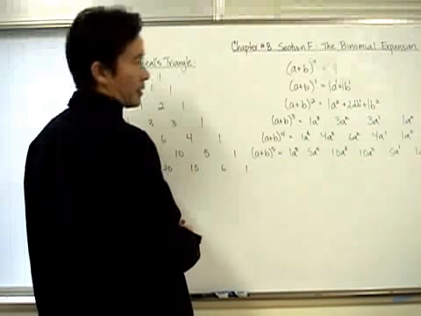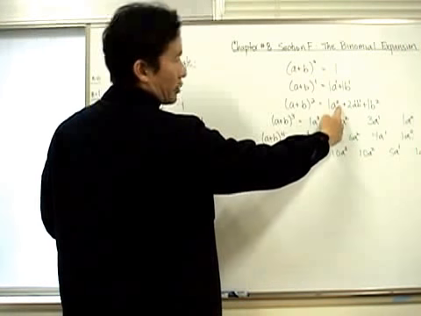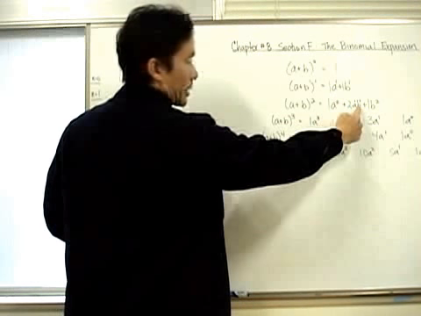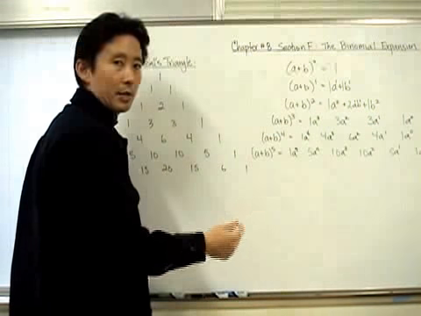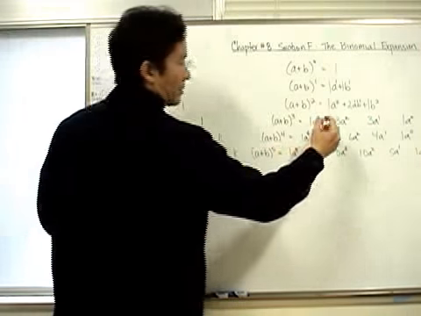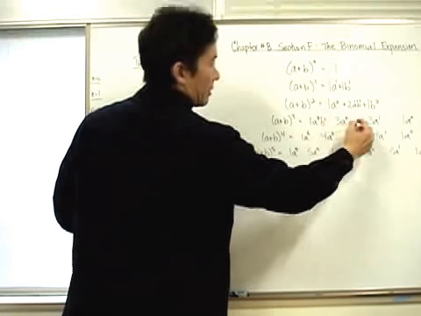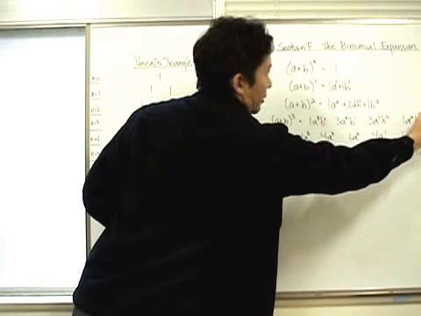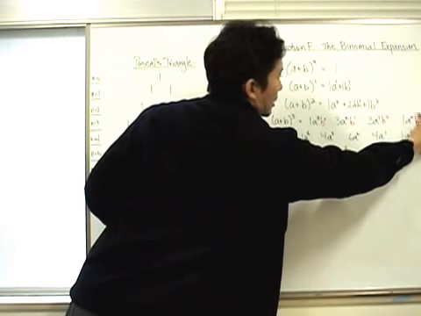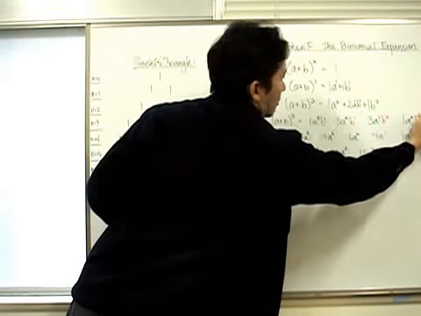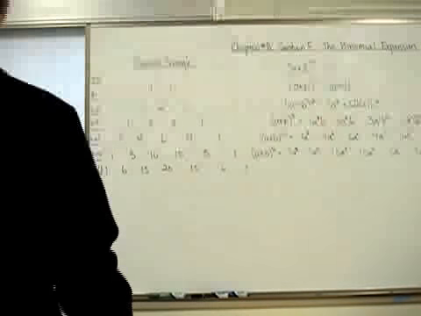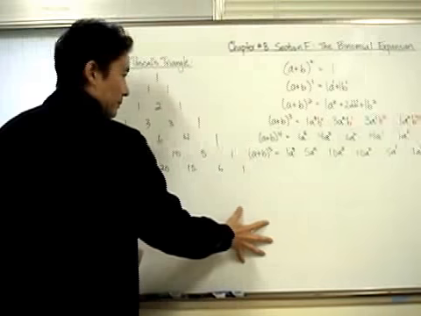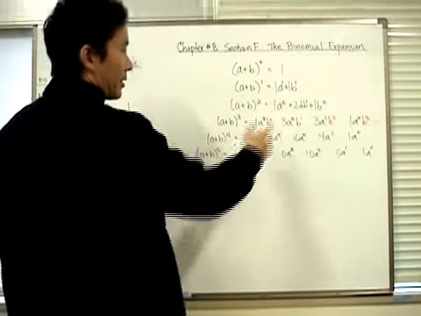Now take a look at the b's. The b's actually start off with 0, like b to the 0, and then every time that we move to the next term, the value of the exponent increases by 1. So notice that this is the same thing as b to the 0, this is b to the first, b to the second, and b to the third. Can you see that? Okay, b to the third.